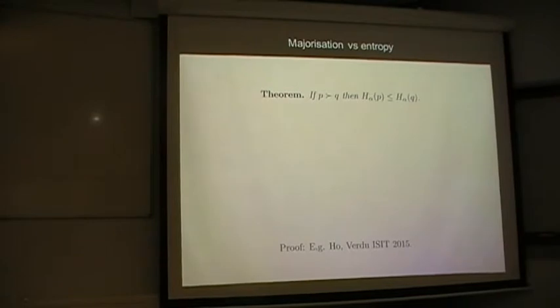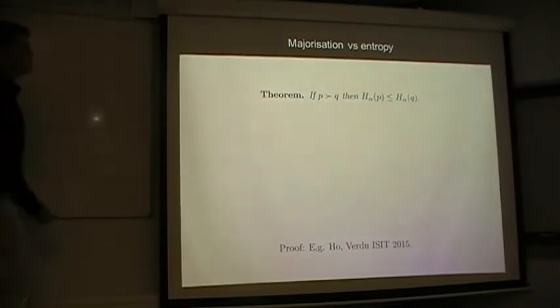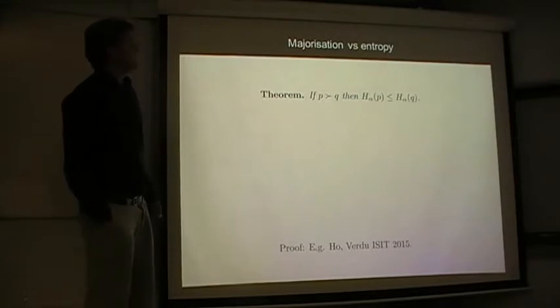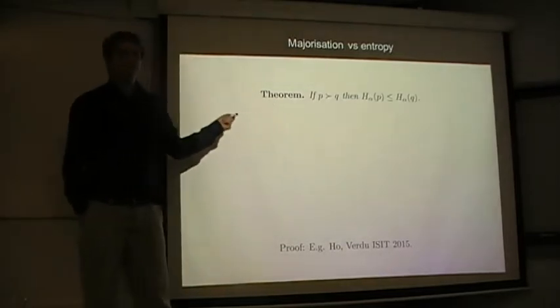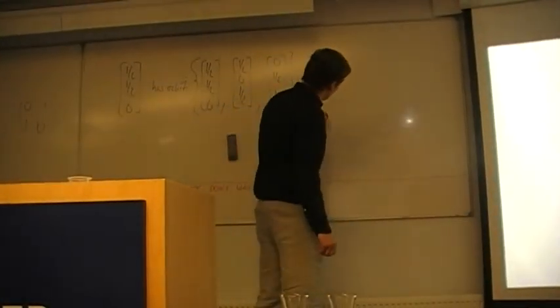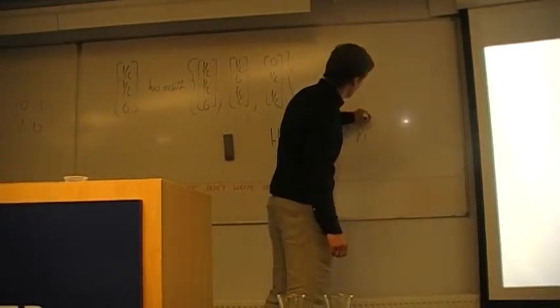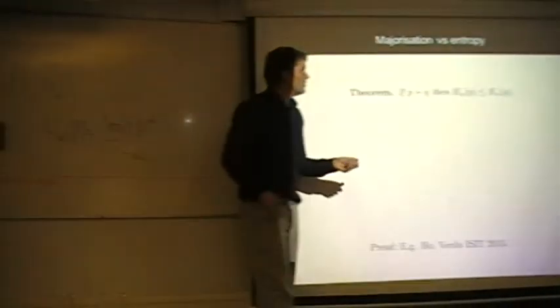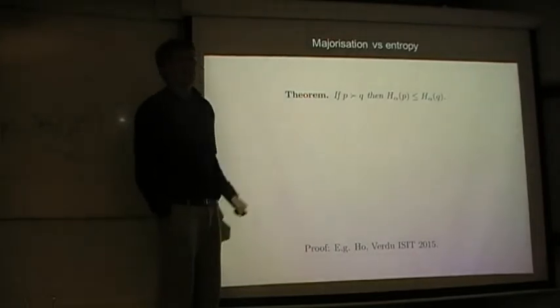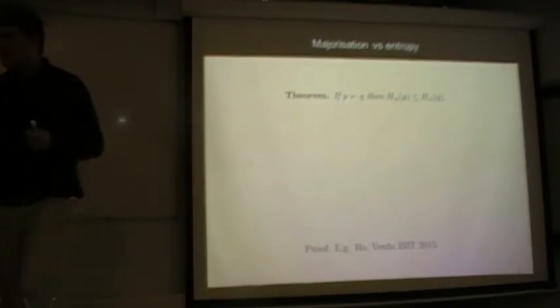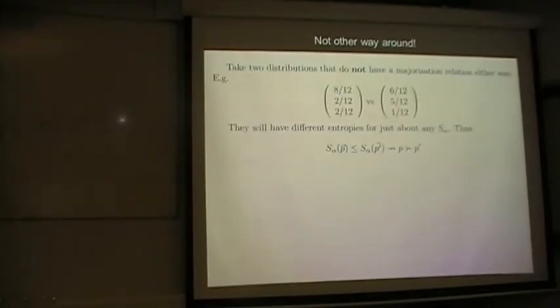So, okay, then what's the relation with entropy? It's very simple. If P majorizes Q, then the alpha entropy, if you remember these Renyi entropies, so that was this. The alpha entropies are bounded by each other in this way. So that's kind of what you would expect intuitively. But it's not the other way around.